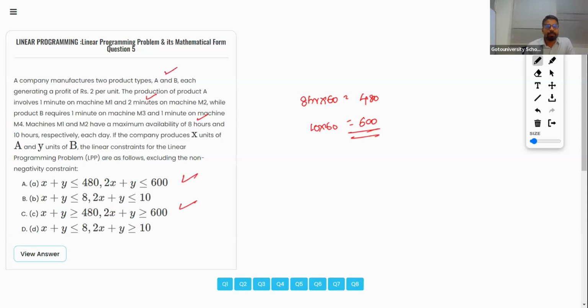So we know A needs 1 minute in M1 and 2 minutes in M2. So A needs 1 minute X plus 2 minutes Y, which is less than or equal to 480.